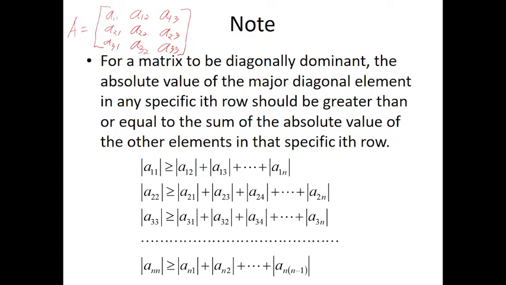Ngayon, para maging diagonally dominant, we consider all the elements in the major diagonal, such that the absolute value of this element in the first row and first column should be greater than the sum of the absolute values of each of the other elements in that first row. So in the first row, meron kang A11 greater than, pwedeng greater than or equal, A12 plus A13, absolute value. Dapat ganun siya.